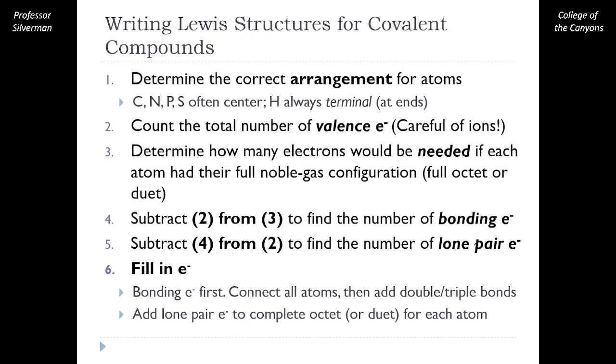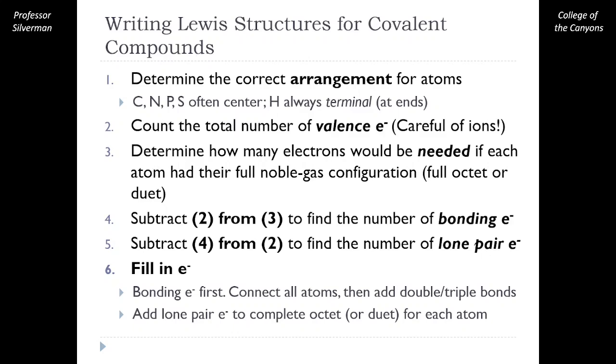Third, if we're going to follow that octet rule, we have a math trick that we can do. We can figure out how many electrons would be needed or wanted if our atom was to achieve that noble gas octet without having to share anything. We can subtract number 2 from number 3 to figure out how many electrons are shared. We can subtract 4 from 2 to find out how many electrons exist in lone pairs.